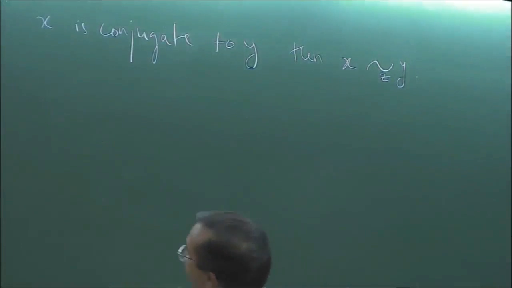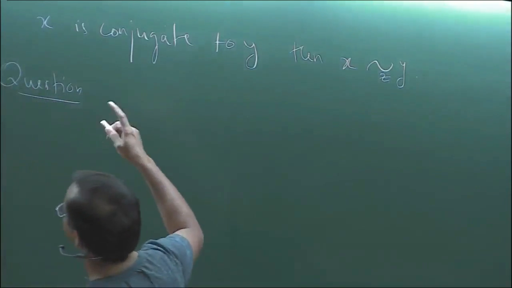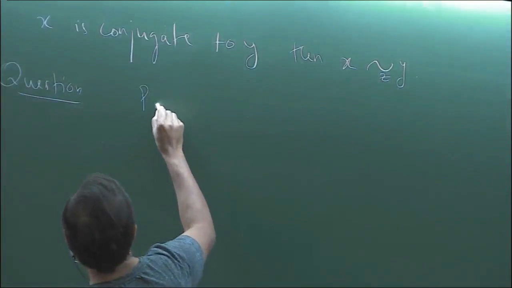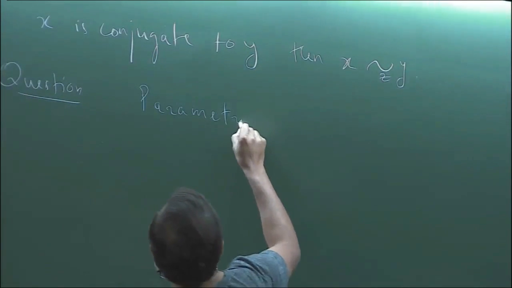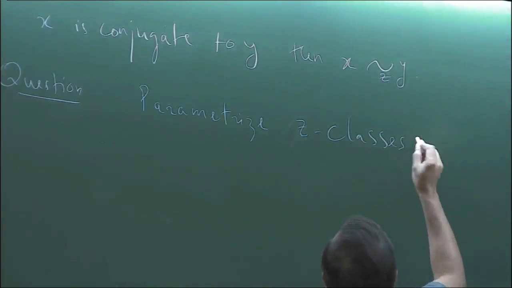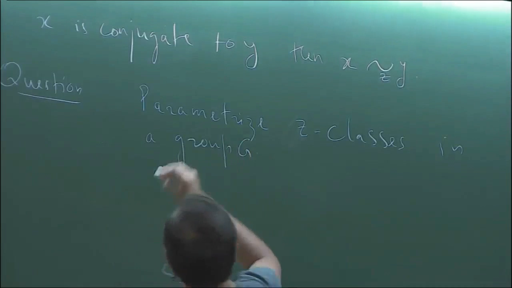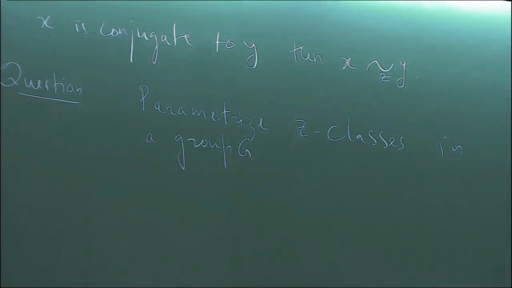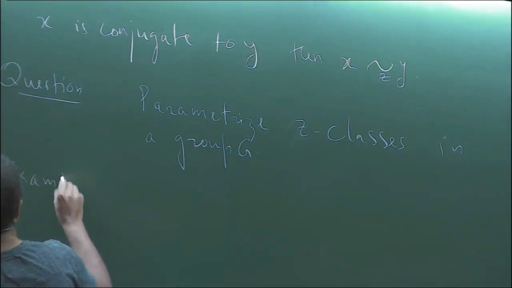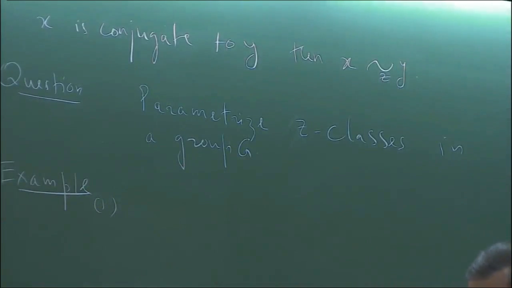And the general question is to understand G-classes, to parameterize G-classes in a group G. This is generally different from conjugacy; it's a weaker condition. So let's quickly see some examples, some very small examples, given that we have learned GAP.